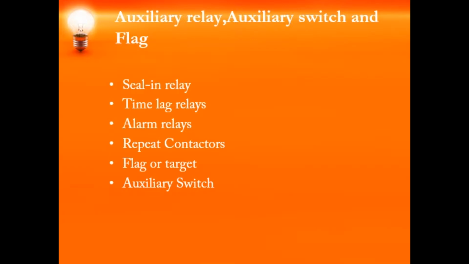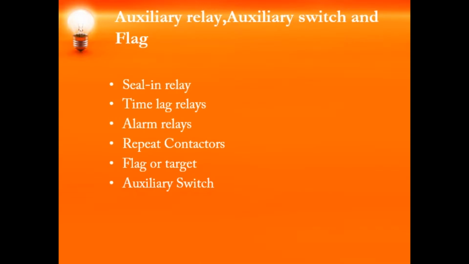Next one is time lag relays. Time lag relays, as the name indicates, operate after a preset time lag. They are used in protection schemes as a means of time discrimination, for example, a time graded system. They are also used in control and alarm circuits to allow time for the required sequence of operation to take place. Next is alarm relays.